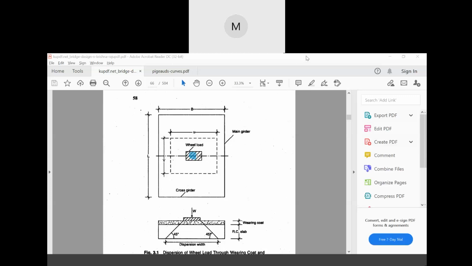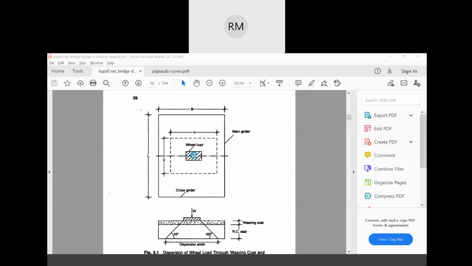Are you getting till this point? Are you getting till this point? Are you getting till this point? This contact position? Someone please reply. Yes, sir. Okay.